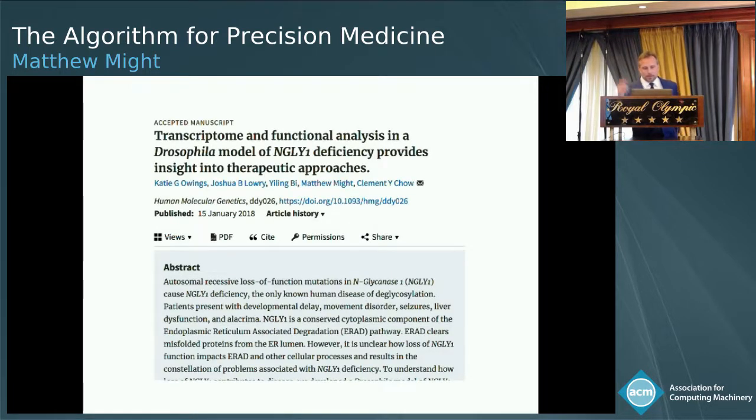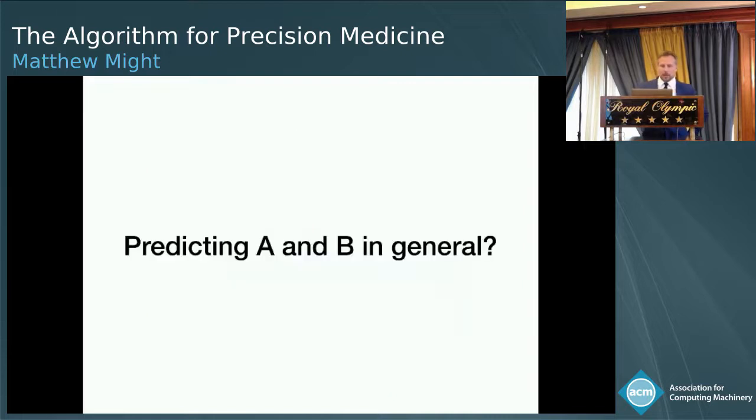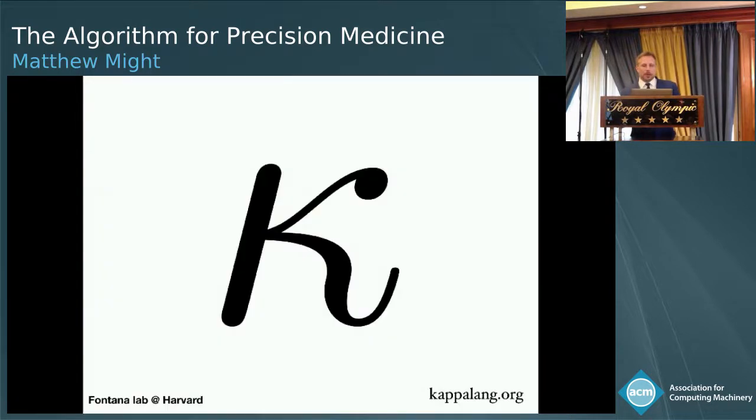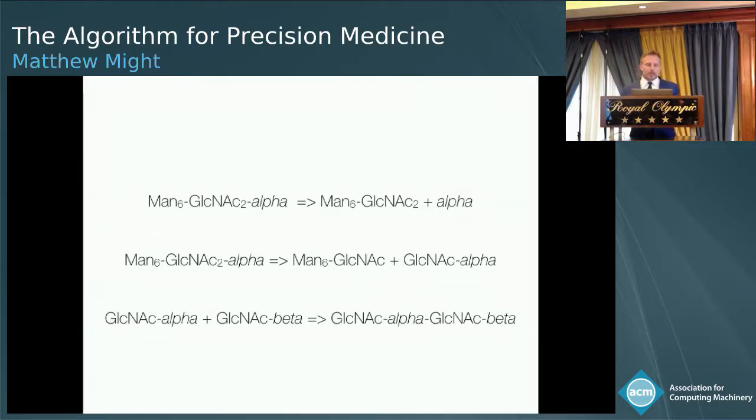I won't go into the details of this, but we did a lot of work to understand why that was so in this paper. And in general, if you want to predict A's and B's, I think there's a way to do this using PL. So this is where the PL comes in. I think it could actually have a big role someday. Jean Yang came down to Birmingham at one point, and we started collaborating on a project to use Kappa to model metabolic pathways. You can basically think of these metabolic pathways as graph rewriting rules.